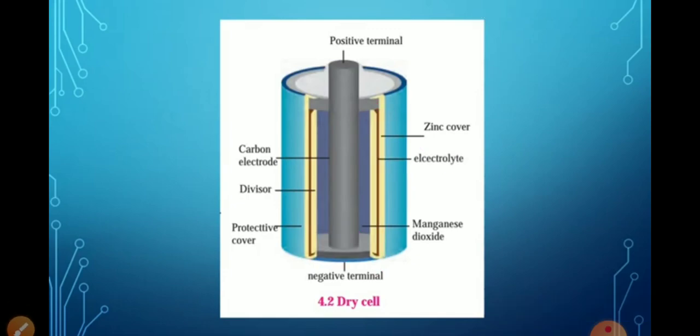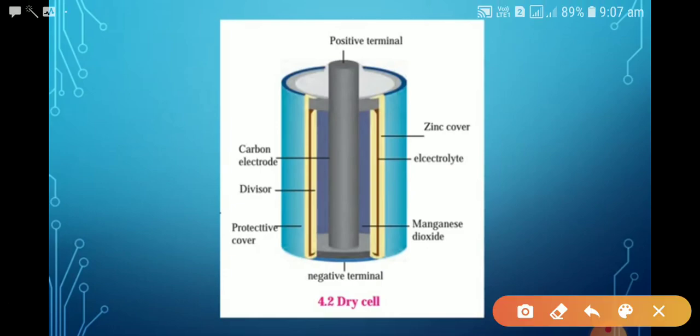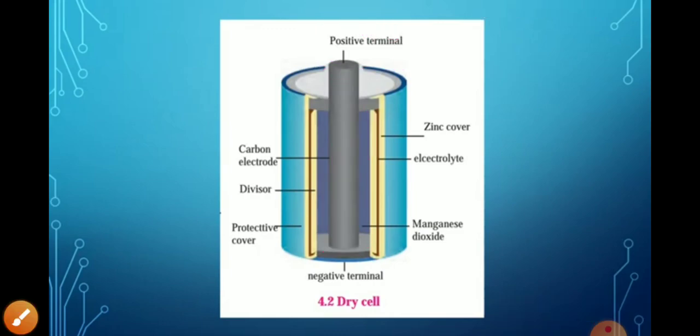Next, there is a graphite rod at the center of the cell. This is the graphite rod, a black carbon rod, which is kept at the center. This graphite rod acts as the positive terminal of the cell. So zinc metal acts as the negative terminal, and this graphite rod, not glass rod, acts as the positive terminal of the cell. So, positive and negative terminals.